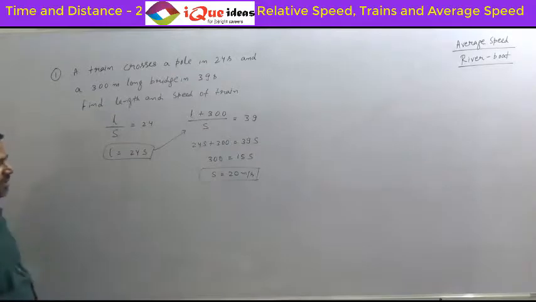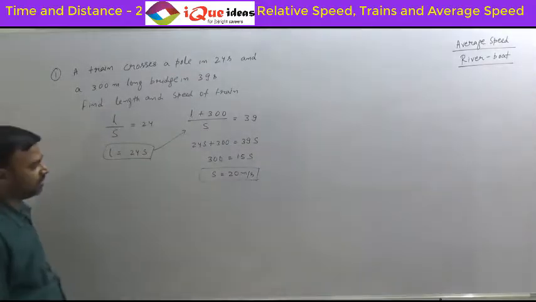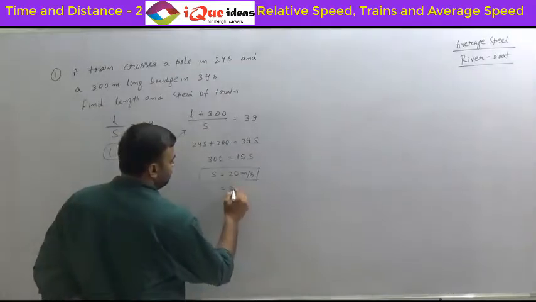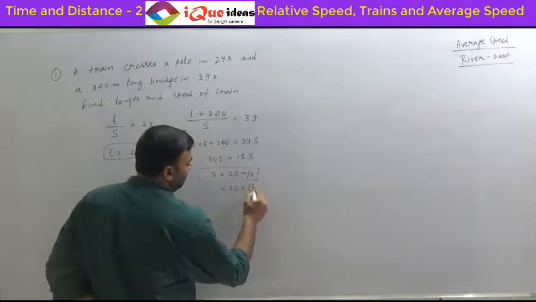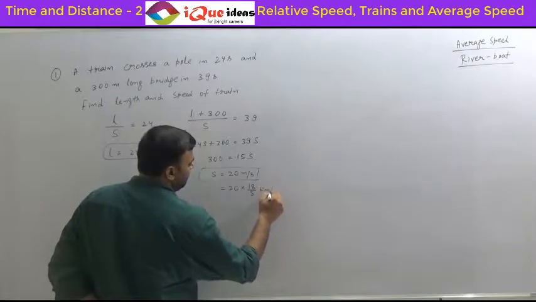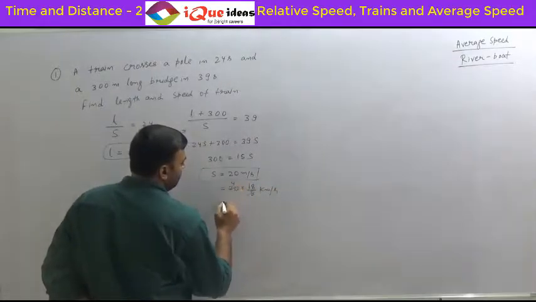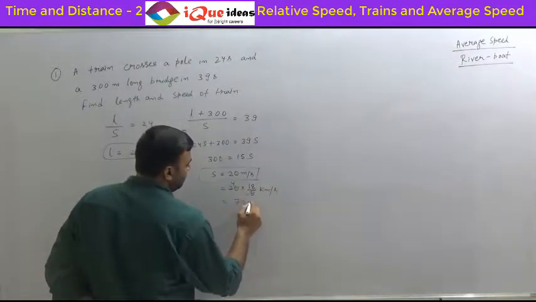So speed of the train is 20 meter per second. You can convert it into kilometers per hour, which is equal to 20 into 18 by 5 kilometers per hour. So 5 4s are 4 into 18, which is 72 kilometers per hour.